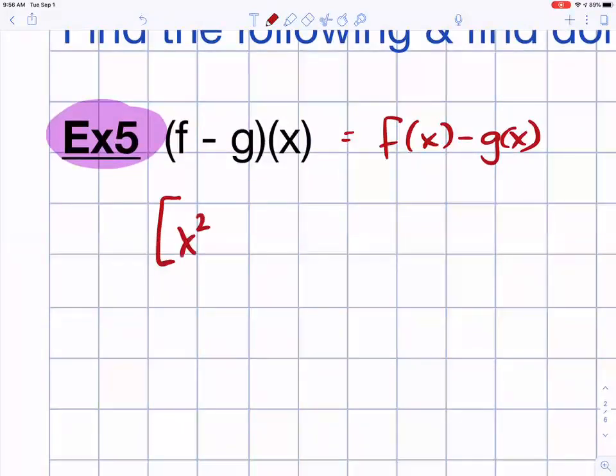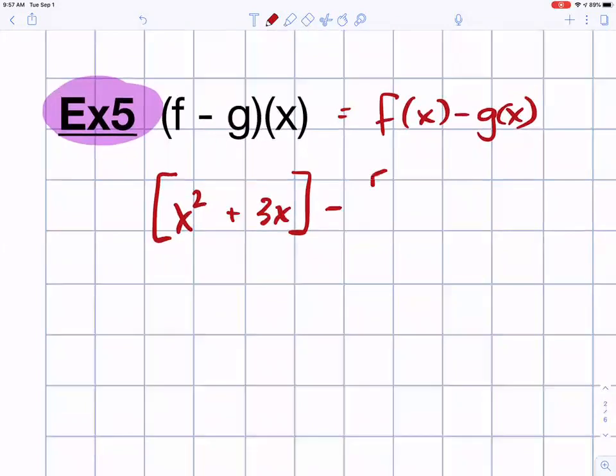What was it? X squared plus 3x. Okay. Minus. What's my g of x? 2x minus 1. And now I didn't scroll back up, okay, but that is what's in the directions before the first couple of examples there. So 2x minus 1. What do I do here?